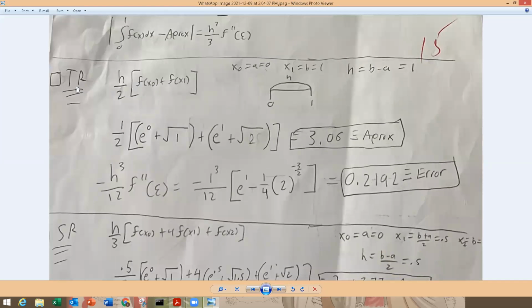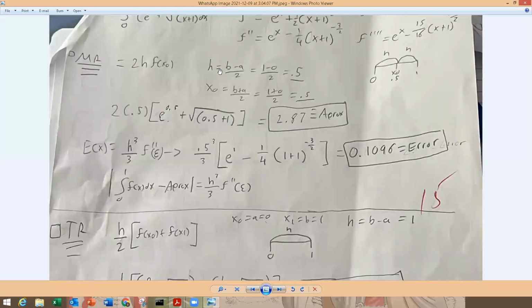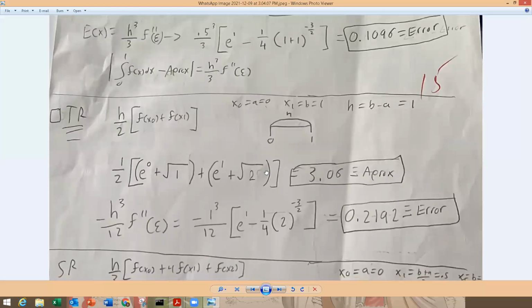Yeah. Next, we use trapezoidal. That's gonna be h over 2 times f of x naught plus f of x1, right? X naught is just a, x1 is just b, h equals b minus a. So you want to remember, midpoint and Simpson's is h equals b minus a over 2. Trapezoidal, just b minus a, which just gives you 1. 1 minus 0 is 1.